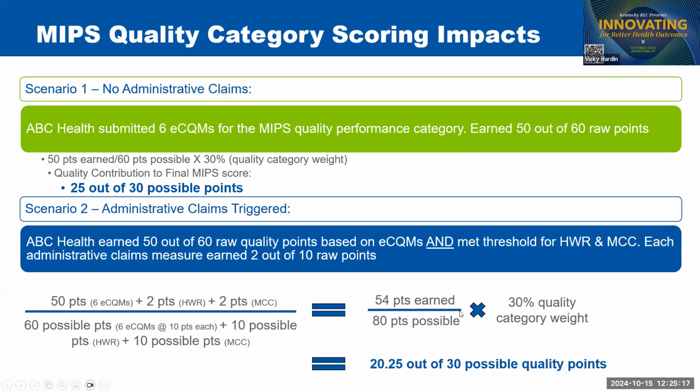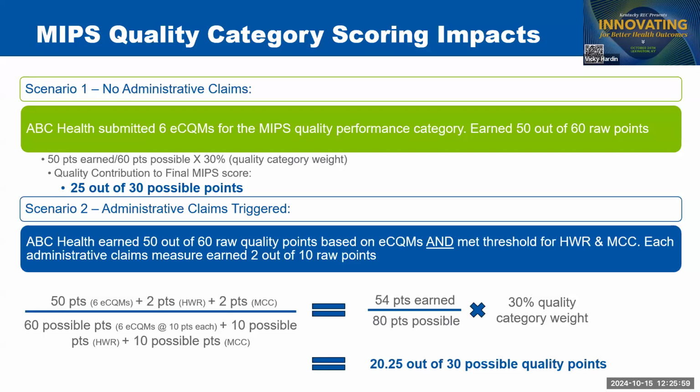All right, so let's look at traditional MIPS scoring impacts. So we have 2 scenarios. We have one where the practice, ABC Health, did not trigger any administrative claims, so they were scored solely on their ECQMs. Then you have scenario 2 where administrative claims was triggered. So I want to show you the differences in scoring. So for ABC Health, they submitted 6 ECQMs. They earned 50 out of 60 points, which was pretty good. You multiply that by 30%, which again is the quality category weight, and their final score for quality was 25 out of 30 possible points.